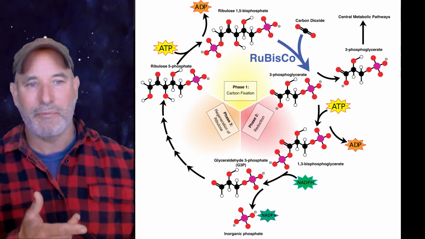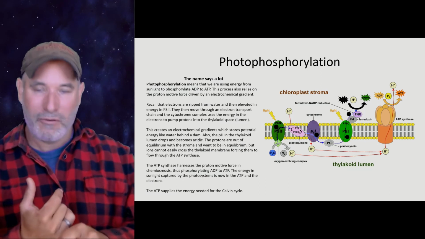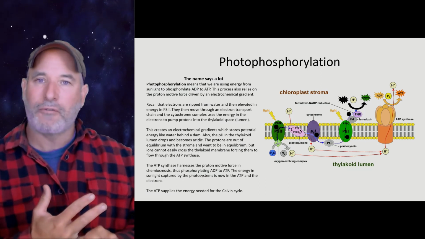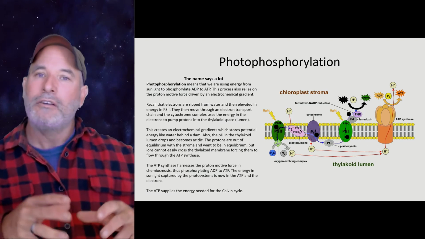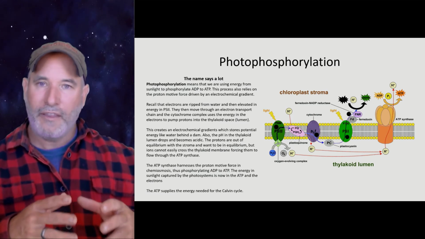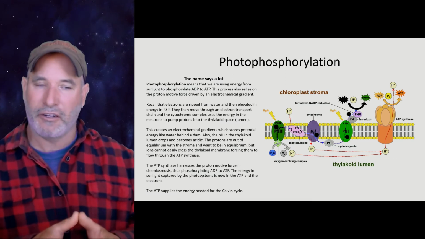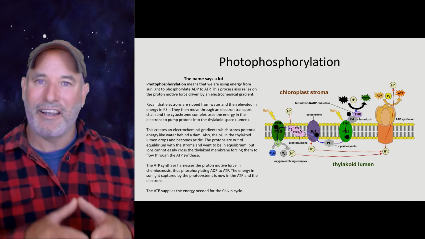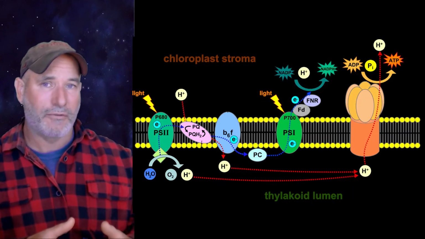So here's how we make ATP. Photophosphorylation. Wow, the name says it all. Photo means we're getting energy from light. Phosphorylation means we're going to phosphorylate ADP to ATP. So the electrons, what they did is they created an electrochemical gradient. They are storing potential energy by pumping protons into the thylakoid space. This is just like oxidative phosphorylation, right?